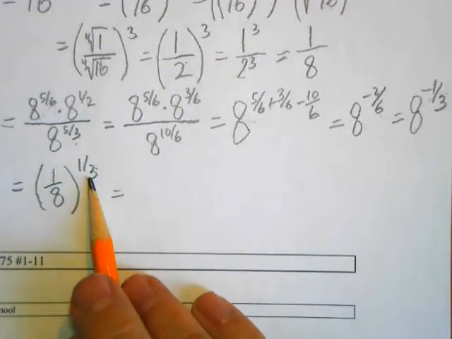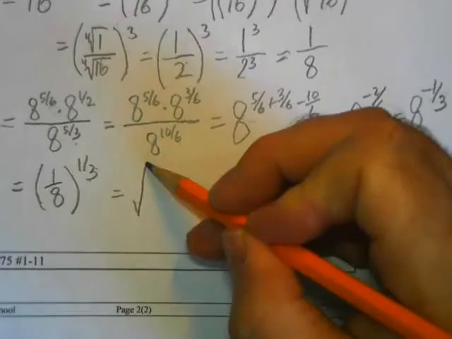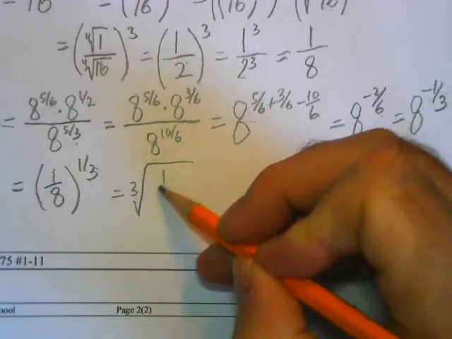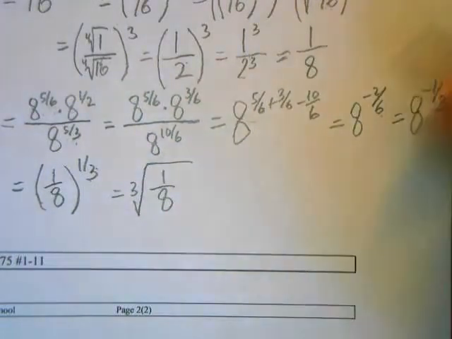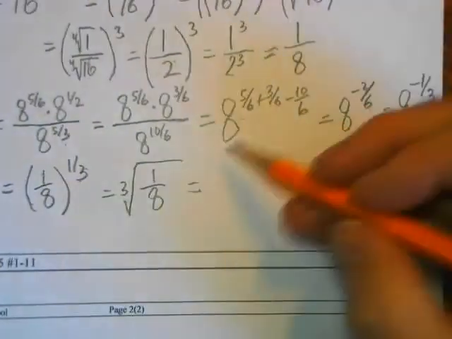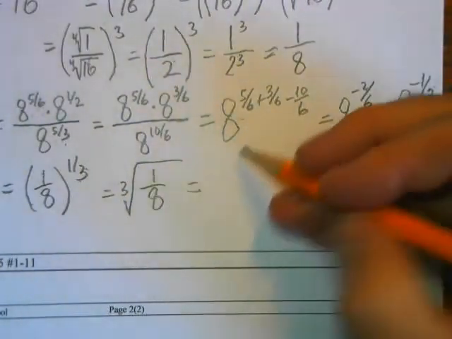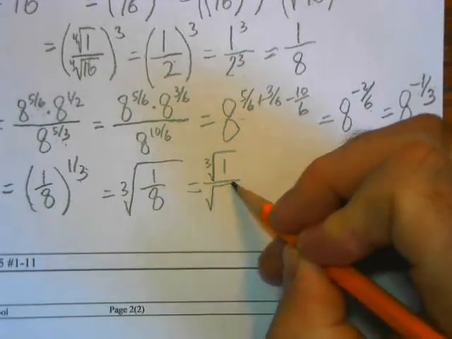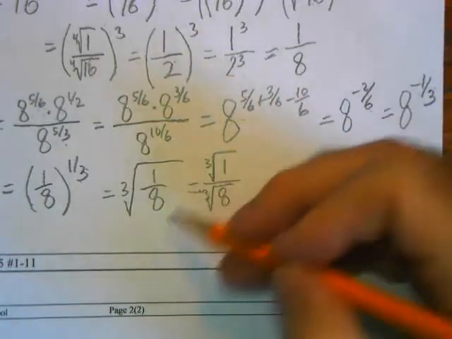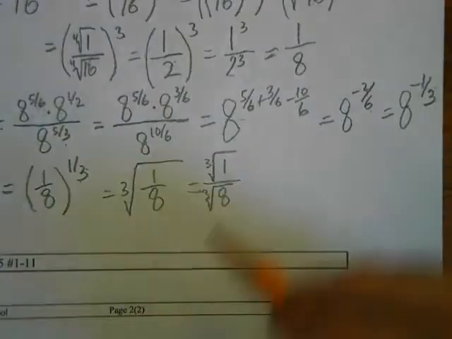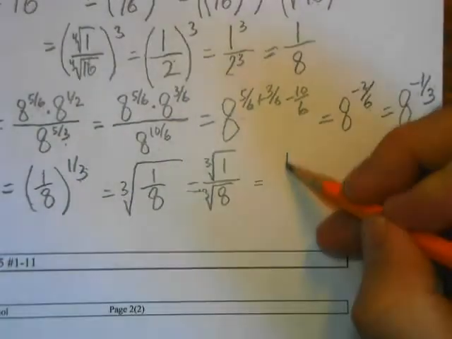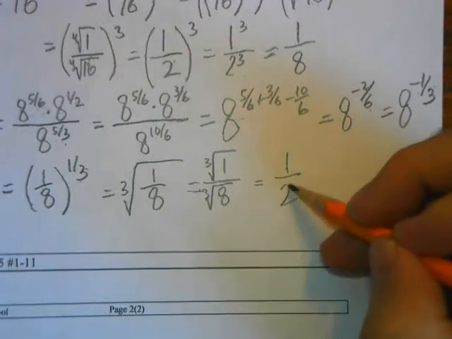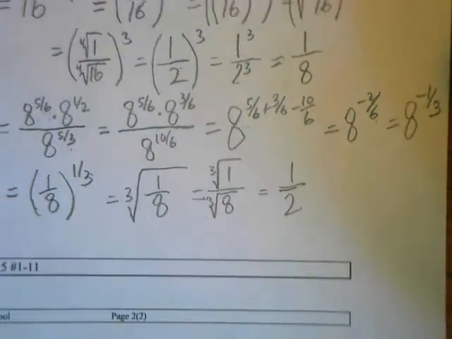1/3 as an exponent means I'm taking the cube root of 1/8. So again, if you have to, you can split the numerator and denominator so that you take the cube root of 1 over the cube root of 8. Or if you don't need to do that, that's perfectly fine. Cube root of 1 is 1. Cube root of 8 is 2. So that is the answer.